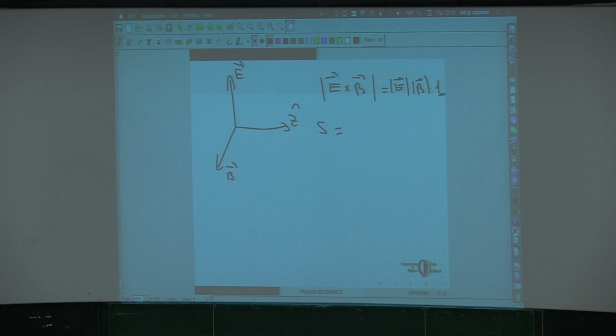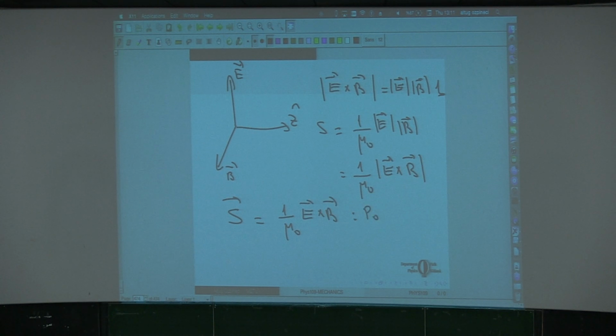So we had obtained this vector S to be 1 over mu 0 EB, the product of the magnitudes. We can also write this as 1 over mu 0 times the magnitude of E cross B. Now, the energy flow is in the z direction. What is the direction of this vector? It's also in the z direction. So if we define S to be this energy flow vector, it is 1 over mu 0 E cross B.